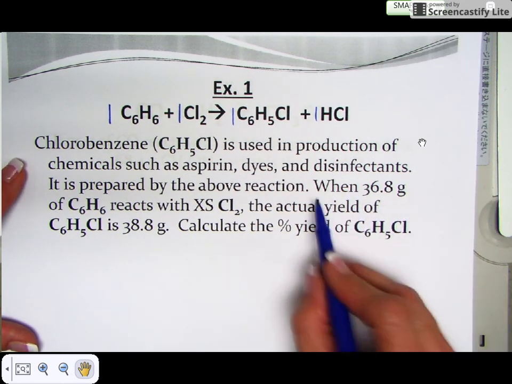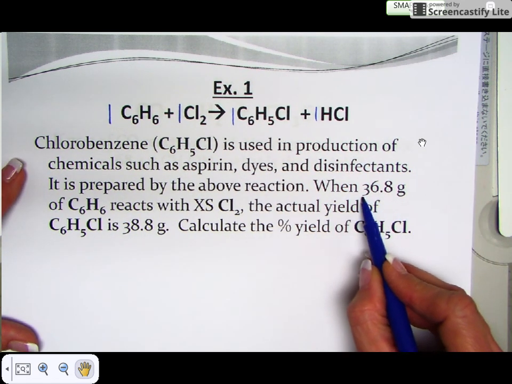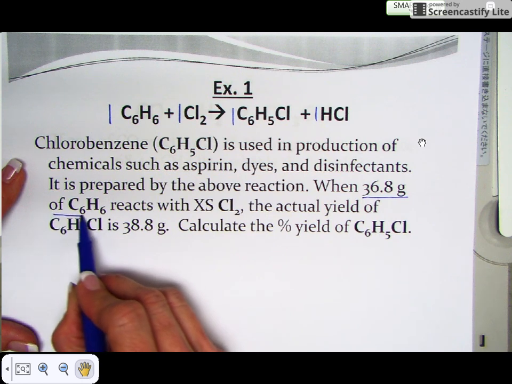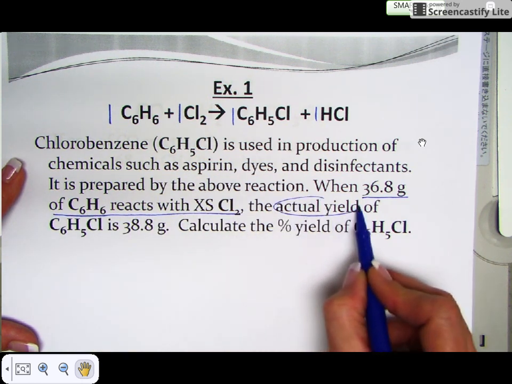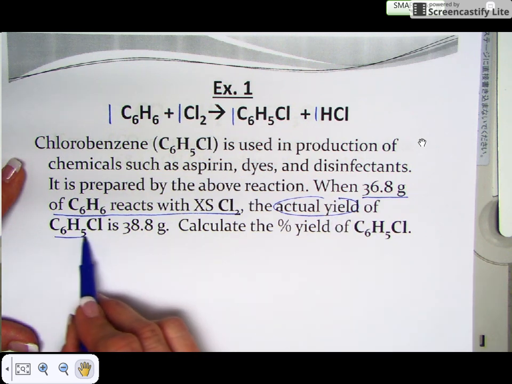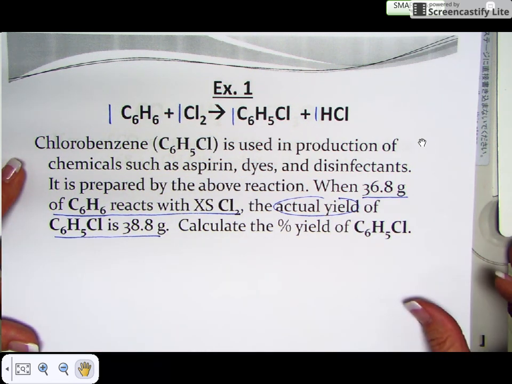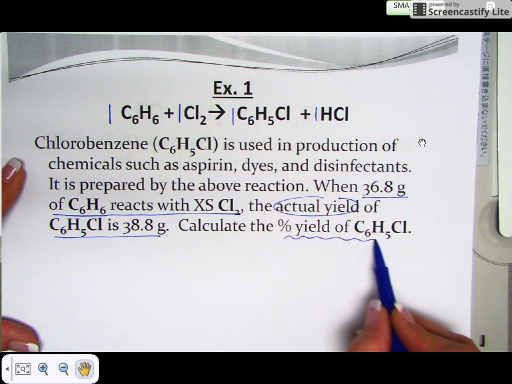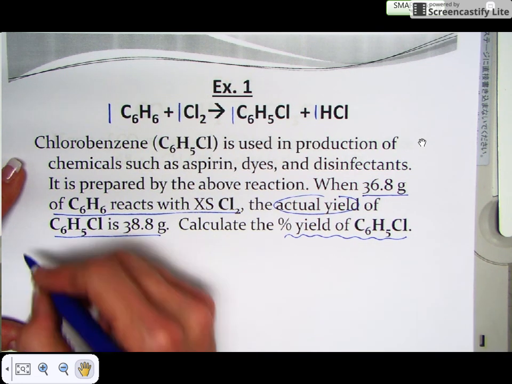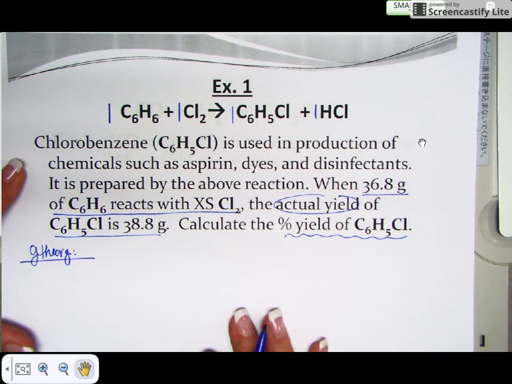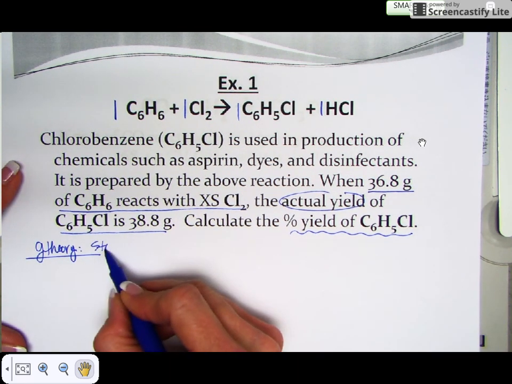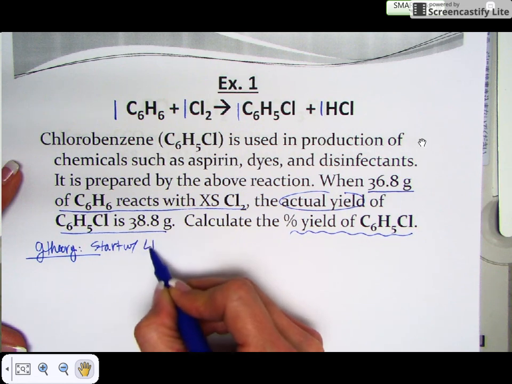Here's where we get the important information for the problem. 36.8 grams of C6H6 reacts with excess chlorine. The actual yield of the C6H5Cl is 38.8 grams. Calculate the percent yield of C6H5Cl. You must always calculate grams theoretical, and you want to start with the limiting reactant.